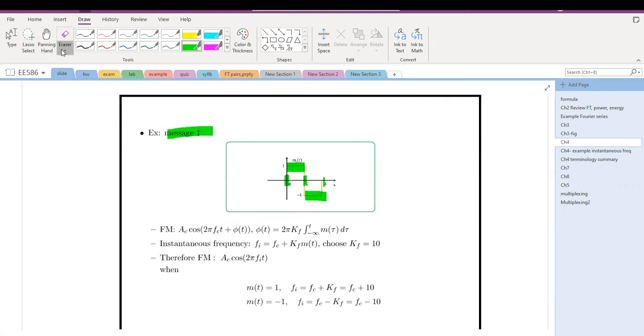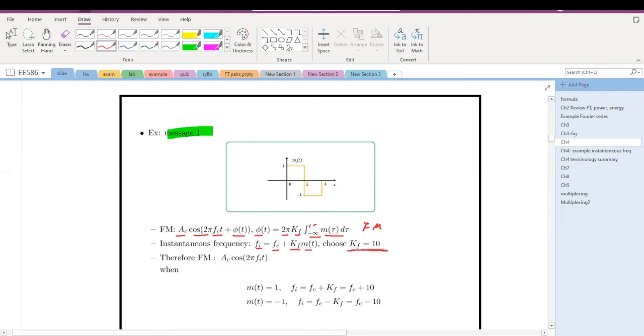Now I'm going to use FM modulation. The FM modulation has this format: Ac cosine 2 pi fc t plus phi, where phi equals 2 pi kf times the integral from -infinity to t of the message. So this is the definition of FM we want to know. Now we derive the instantaneous frequency: fi equals fc plus kf m(t).